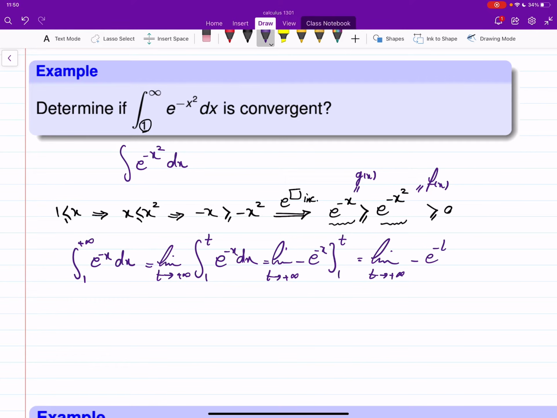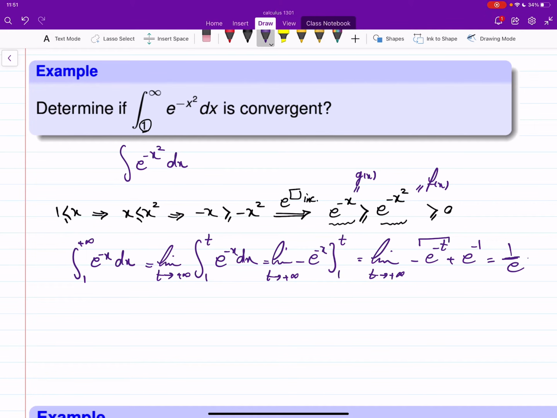Negative e to the power negative t plus e to the power negative 1. But as t goes to plus infinity, you can look at the graph of e to the power minus t. This will go to 0, so this will be plus 0 plus 1 e to the power negative 1, or just 1 over e, yes?